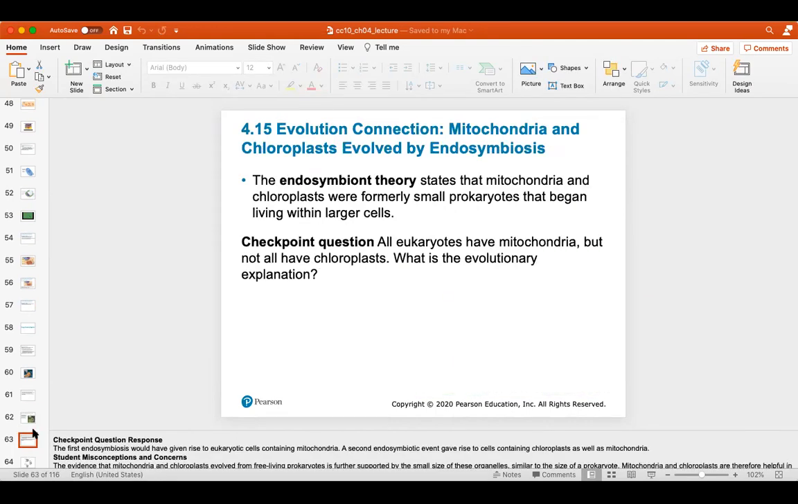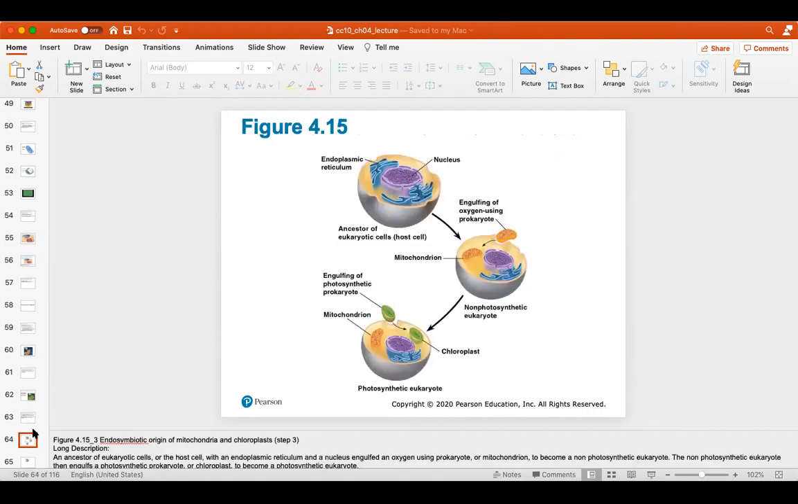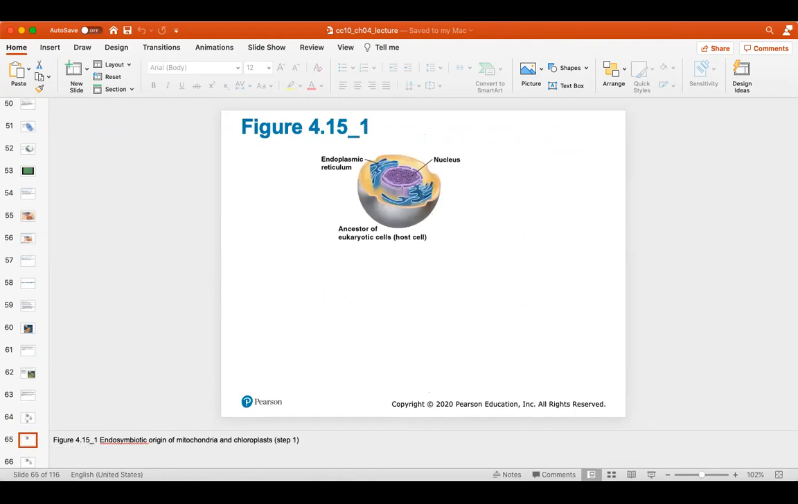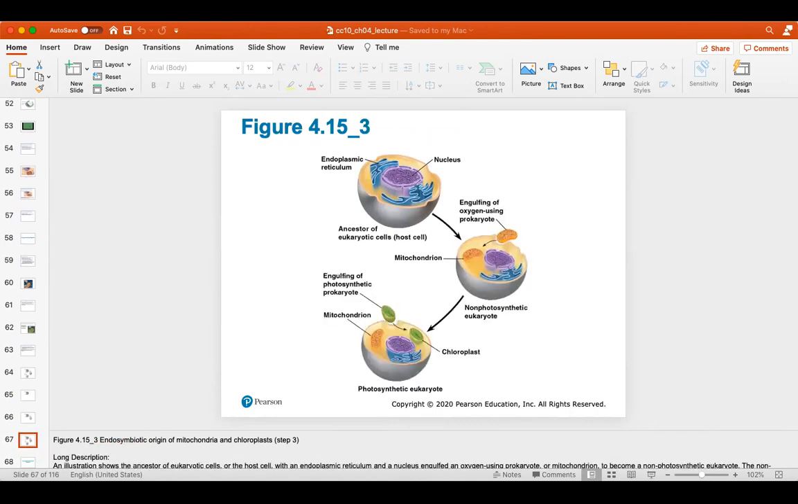The endosymbiotic theory states that mitochondria and chloroplasts were formerly small prokaryotes that began living within larger cells. So again, this is one to mitochondria and chloroplasts having similar structure. Here's a look at the endosymbiotic origin of mitochondria and chloroplasts, taking you through the different steps of development. Step 1, step 2, and step 3.